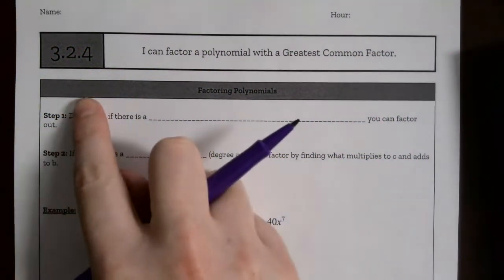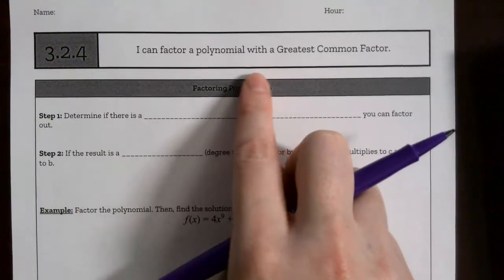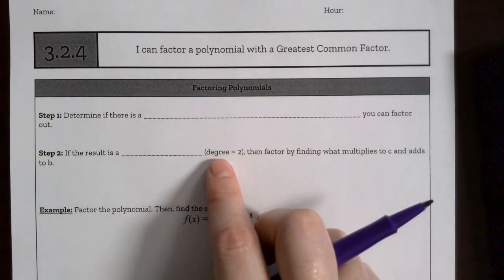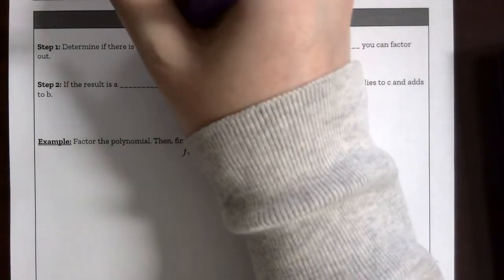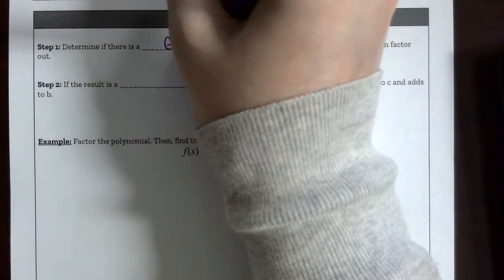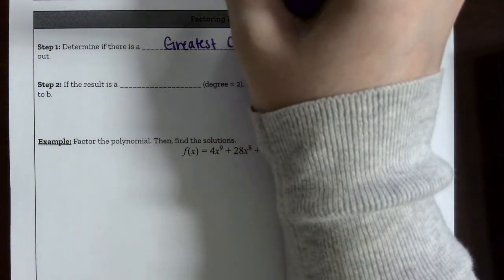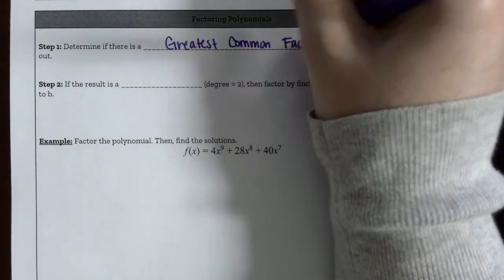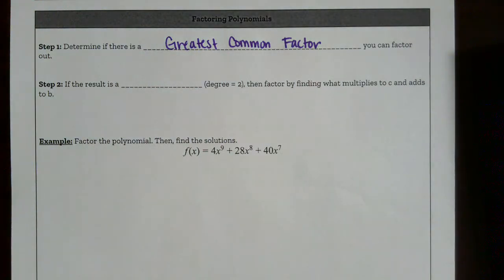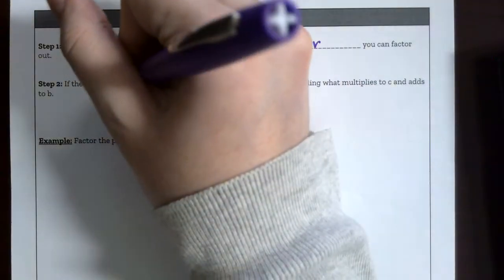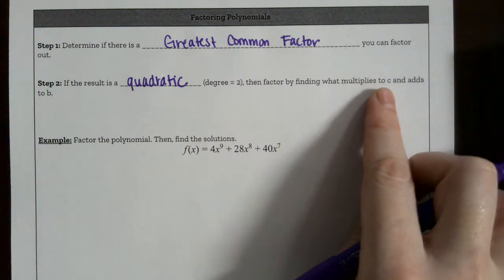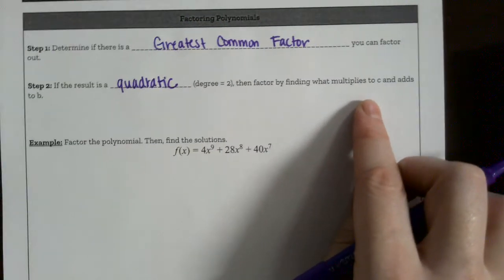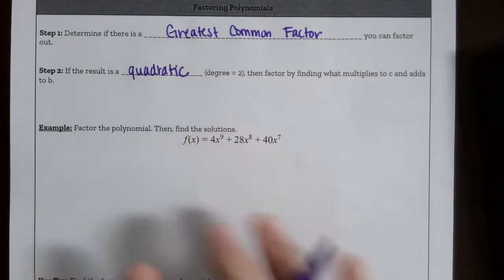Hello, in this video we're going to go through learning target 324, which is to be able to factor a polynomial using a greatest common factor. So our first step is to determine if there is a greatest common factor that we can pull out of our function. And then if the result is a quadratic, which it usually will be, then you can factor it just like we did last unit with what multiplies to C and adds to B.